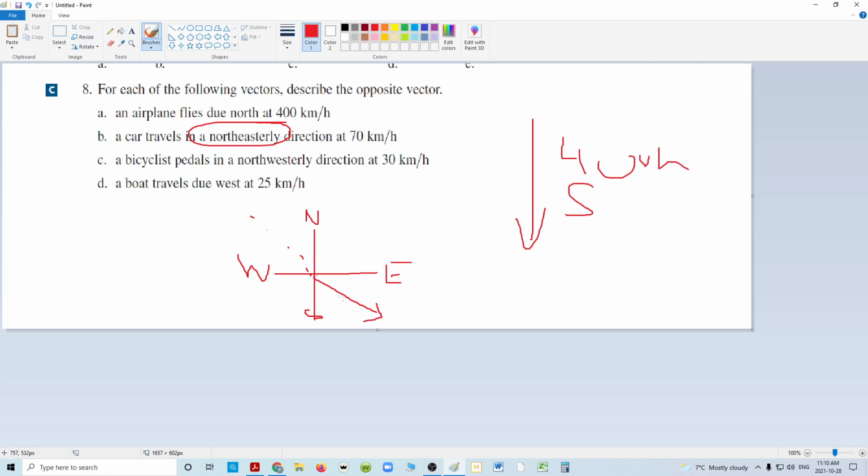And then you just add the amount, 30 kilometers an hour, and then a boat travels west. So the same thing with this. If this is west, then this is east, and you just add the label 25 kilometers an hour. So it's very helpful. So just remember north, and to your left is west. Once you remember those two, the rest are automatic.